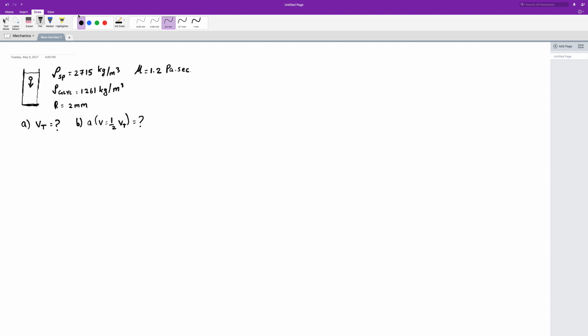What's going on, guys? Let's do this problem right here. The question is asking for the terminal velocity, and also the acceleration when the velocity is equal to half of the terminal velocity. So let's see how we can do this.